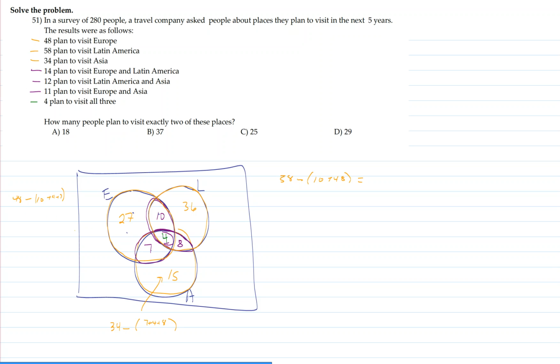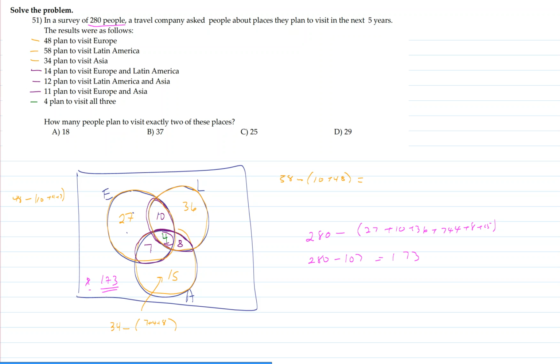Okay, so now I've filled in most of it, but I haven't filled in everything. There's still one more region to fill in. How many people go out here? This would be the number of people who do not plan to visit any of these 3 countries. We have a total of 280 people surveyed. So 280 minus all of those I've already accounted for: 27 plus 10 plus 36 plus 7 plus 4 plus 8 plus 15. So 280 minus 107, and so 173. So 173 plan to visit none of these.